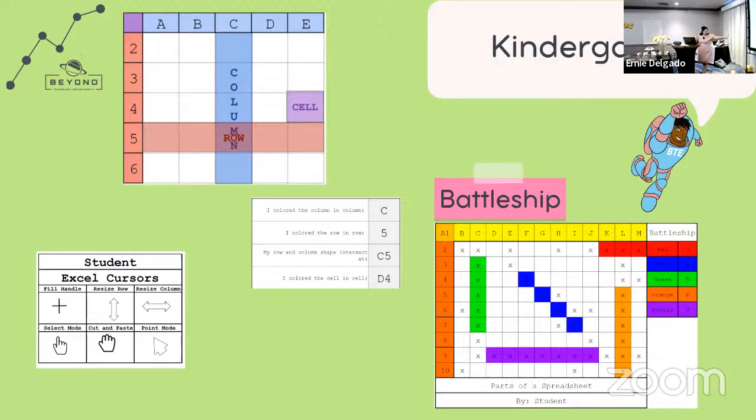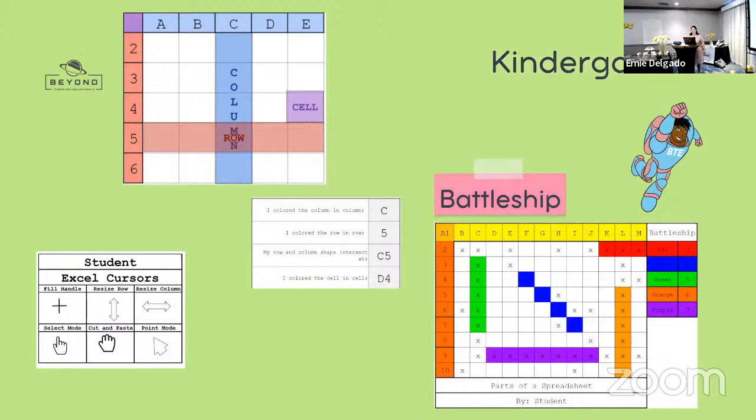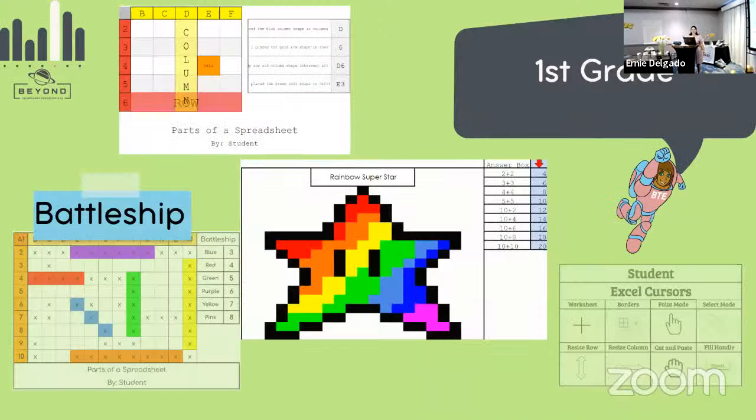And then on this side here, it's going to be right below the Battleship. They're going to identify these cursors. So we just have to click and drag, move the cursors and place them on the right spot. So that's for kindergarten. And then for first grade, it's a little bit similar.